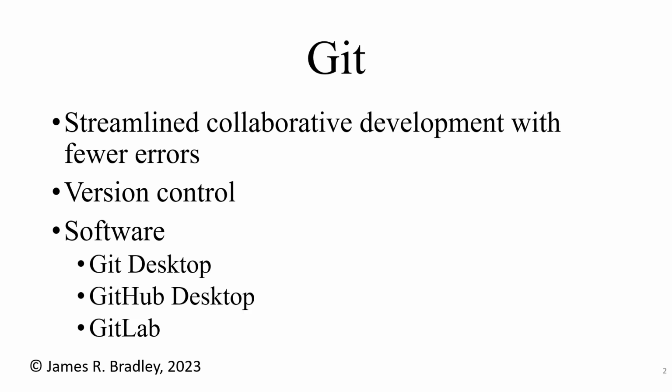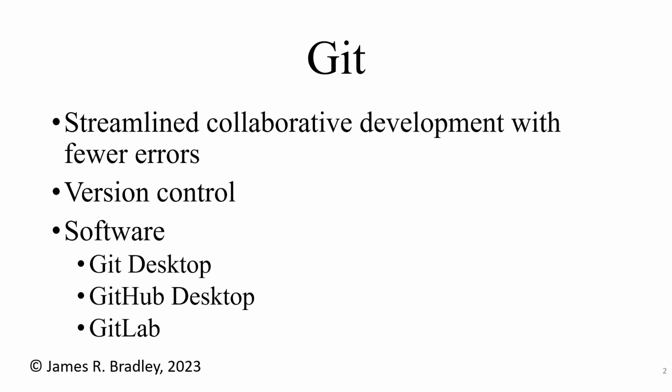It also provides for version control, and these two things can be viewed as being distinct, and we'll talk more about them in relationship to one another later. Git is an approach toward collaborative development and version control, and it's implemented in many software packages.